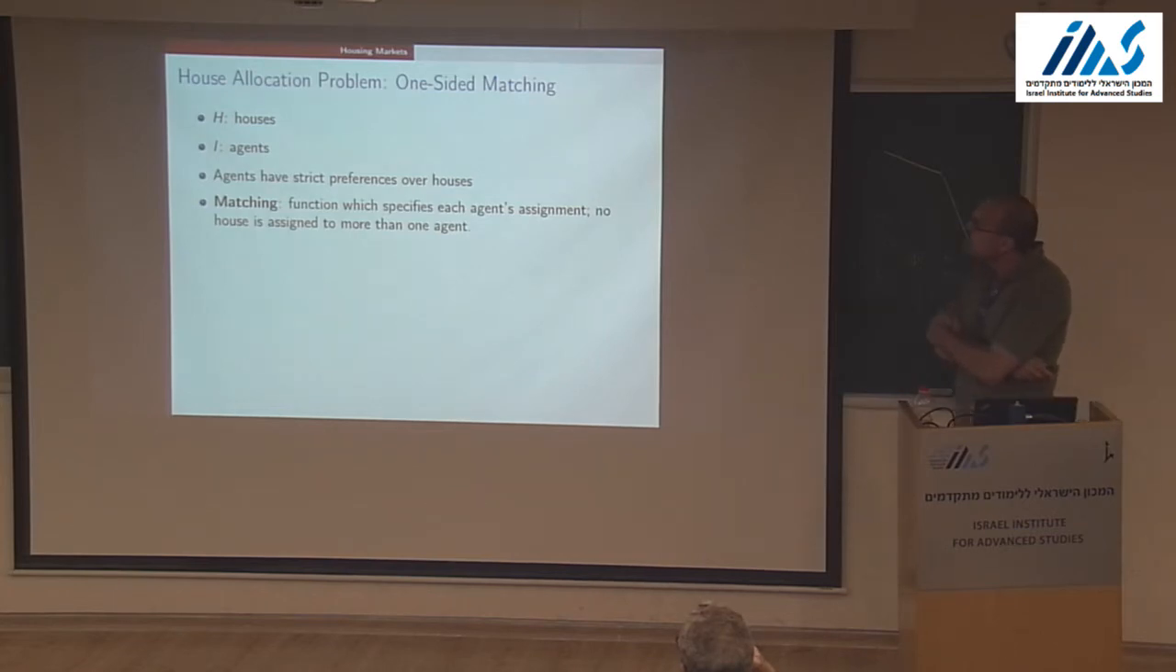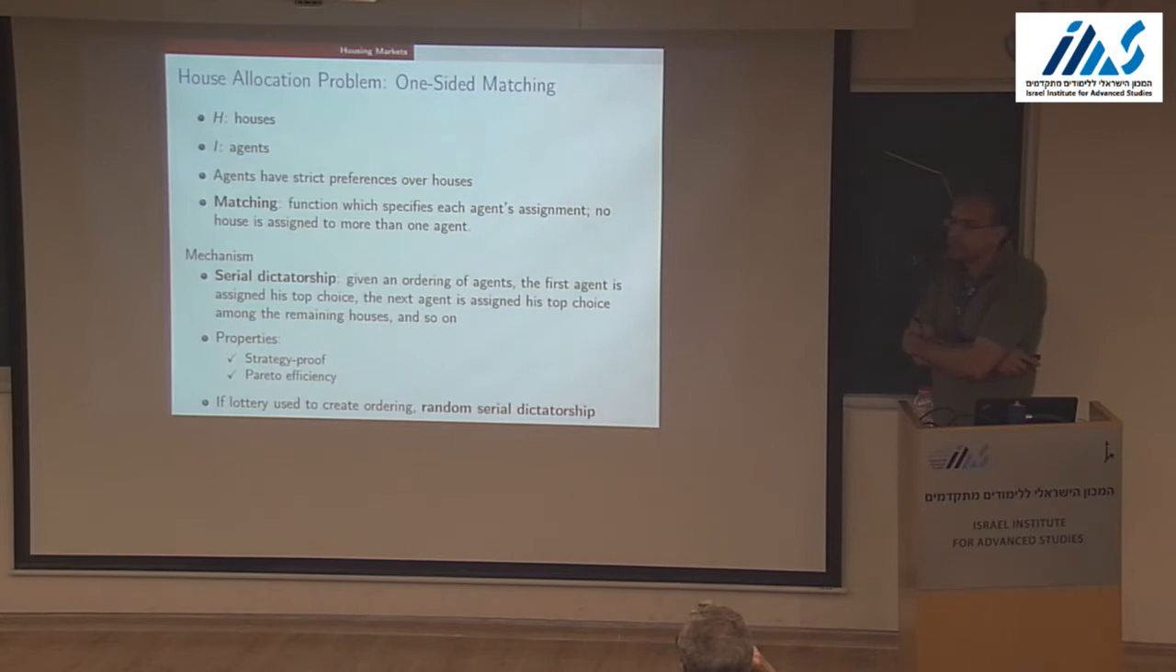In this environment, a very natural mechanism is a serial dictatorship. So what is a serial dictatorship? We have an ordering of agents. Given that ordering, we assign the first agent his top choice, the next agent his top choice among remaining houses, the third agent is assigned his top choice among remaining houses, and so on and so forth. So this is like a queue.